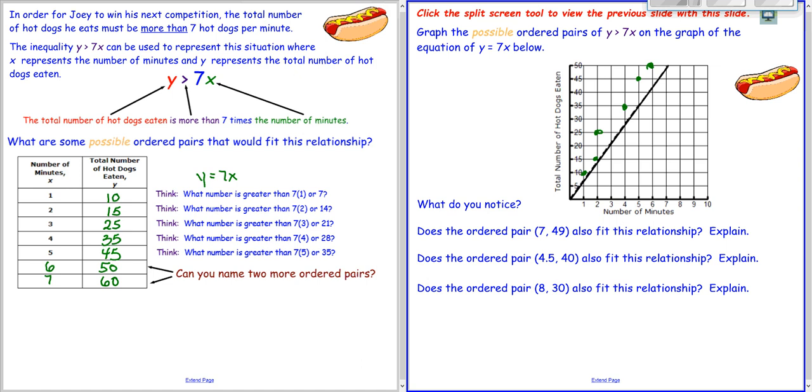Okay, these are all the values that I could fit on the graph. So if you'll check those values. Okay, and what do you notice? Well, something that you should notice is that all the points are above the line.